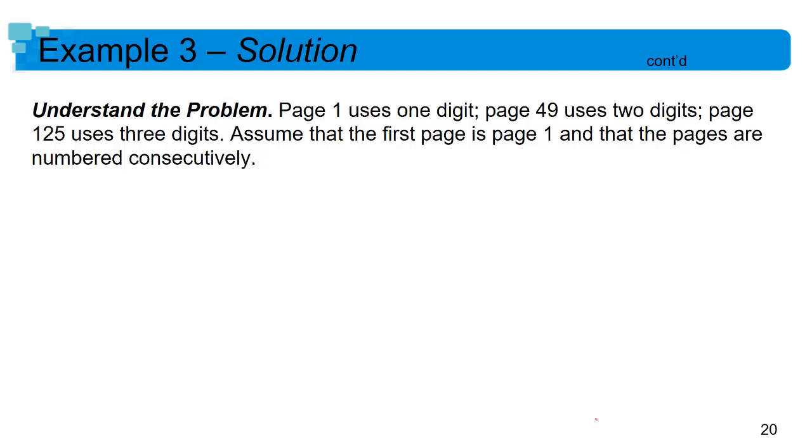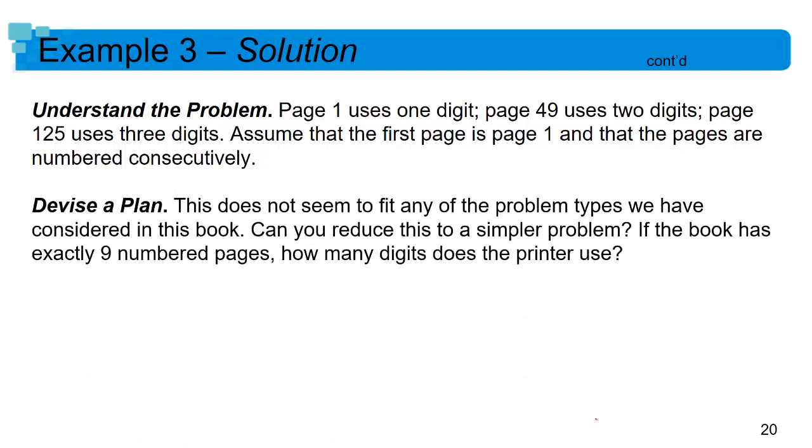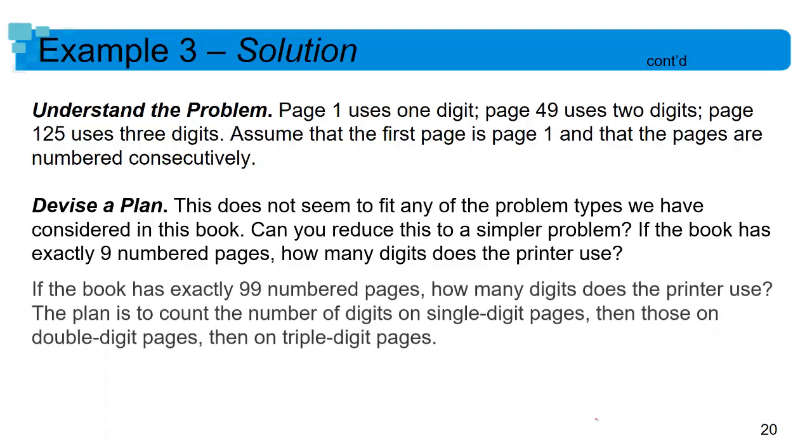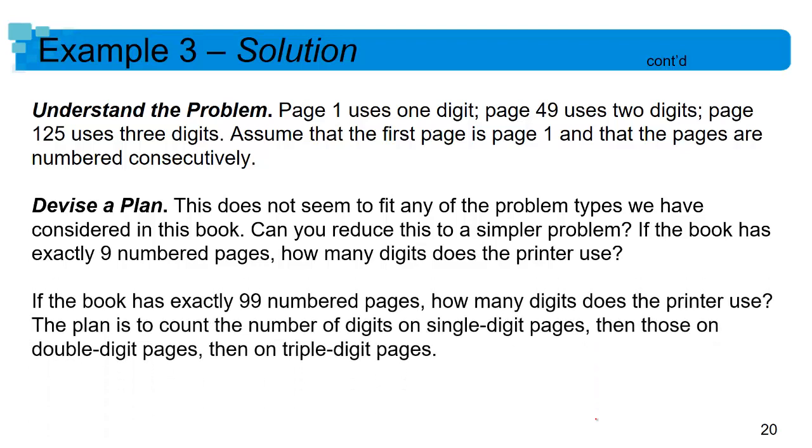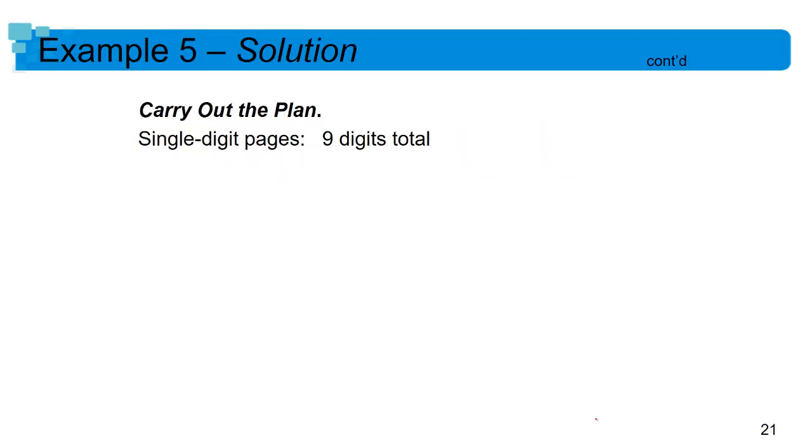So when we see that pattern, we can start to figure out ways to add up some things. If the book only had 9 pages, because those are all of our single digit pages, how many digits would it have? If the book had exactly 99 numbered pages, so because 10 through 99 are all 2-digit numbers, then can we add up how many digits that is? And so on. So that kind of goes back to Polya's idea of solving for a simpler equation. If we can solve these simpler ideas, we can solve for the bigger one.